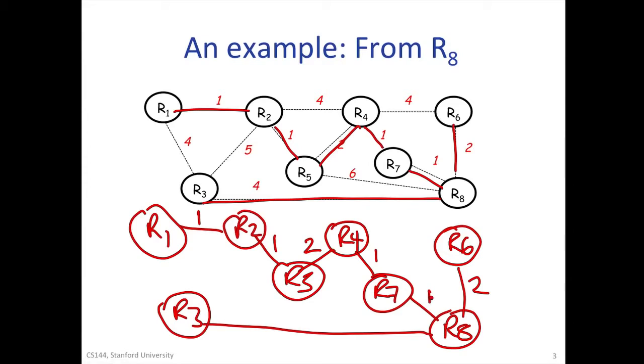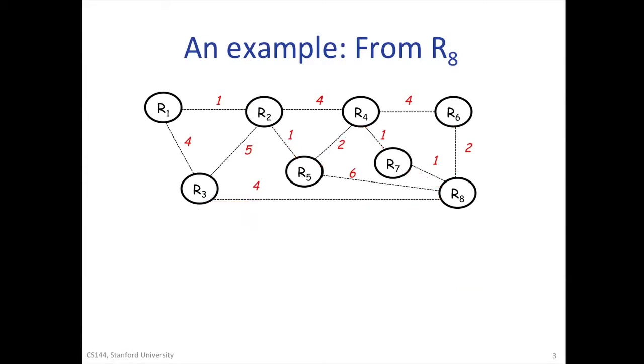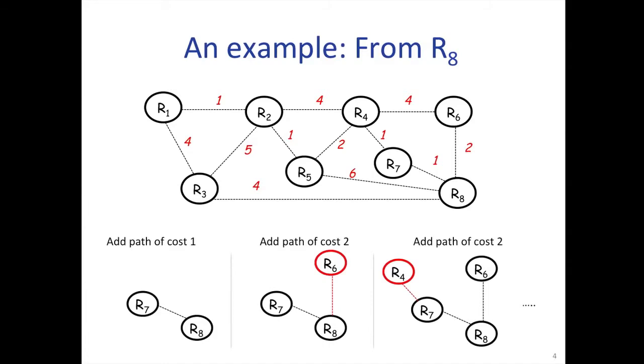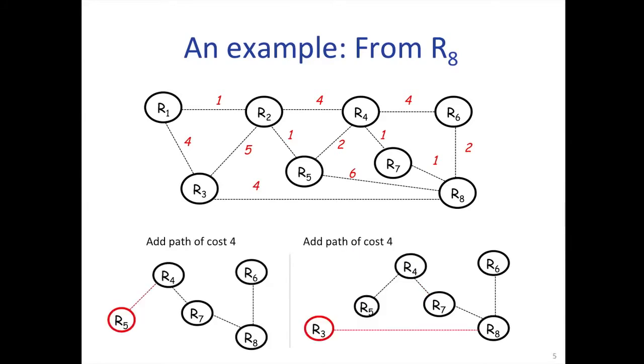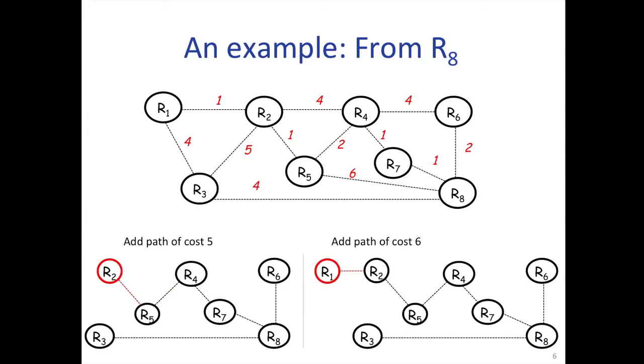Let's go through those steps as basically the same steps that I just went through, adding each of those routers in turn. So first of all, I added R6 because it has a cost of 2. Then I added R4 because it has a cost of 2. Then I added R5 because it has a cost of 4. And then also R3, it has a cost of 4. Then I added R2, and then finally I added R1, and then I'm done.